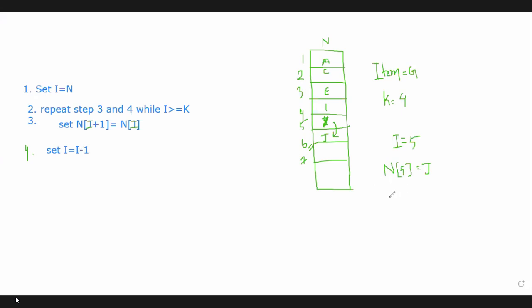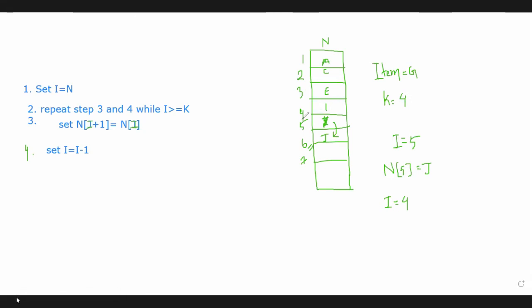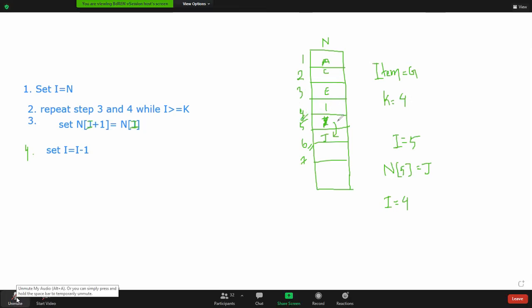Increment operation, the new value of I will be 4. Then again test the condition. 4 equals to 4, that is true. Now we can shift the data item from which memory location? From 4th position to its 5th memory location. Hence execute step number 3 again.